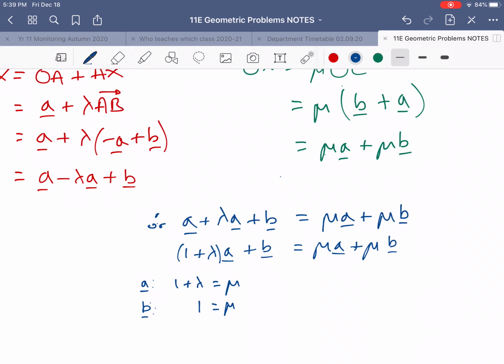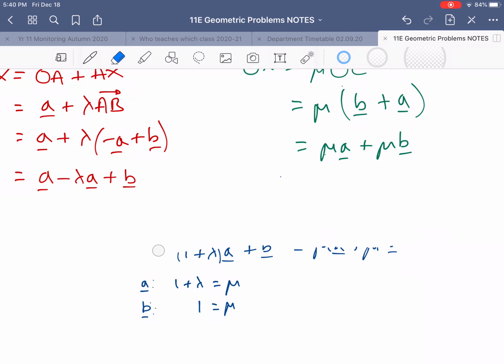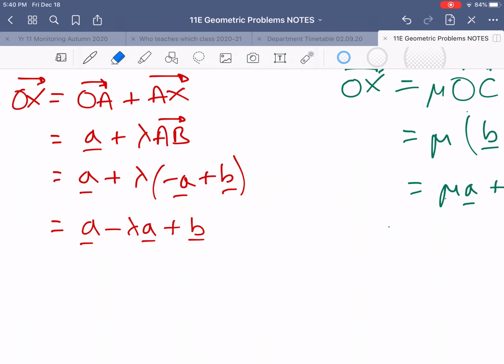Now that's not going to be true because I've obviously made a mistake. So I've just spotted my mistake. It's here. You probably spotted it as well. When I expanded this bracket out, I'm missing a lambda here. It should be lambda B. So let me just fix that.